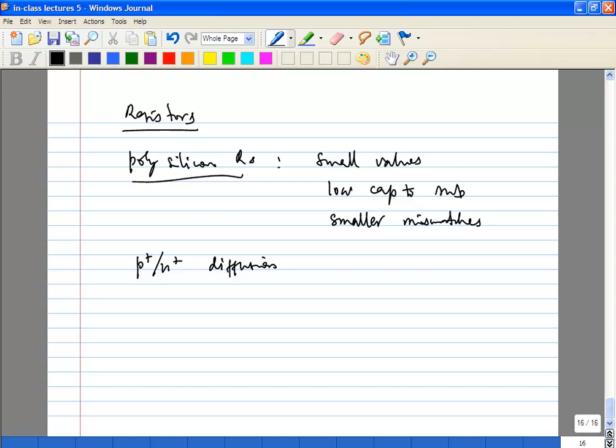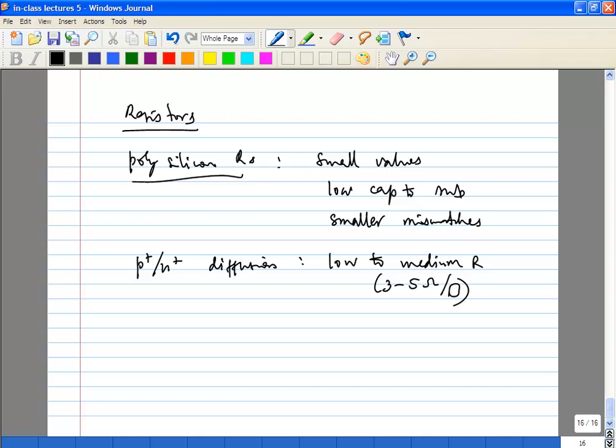You can use your P plus and N plus silicon diffusion to create resistors. So those would be low to medium resistances. Okay. So this will be typically 3 to 5 ohms per square. So all the resistors in the process, you'll be given the sheet resistance. Okay, so you'll be given so many ohms per square. You make it wider, the resistance basically drops.